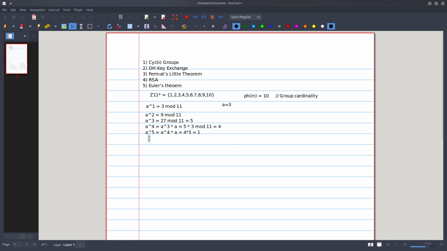Okay, now let's do a to the 6th, right? And something pretty special is going to happen here. If we do a to the 6th, what is this? This is just a to the 5th times a, right? What is a to the 5th? It's just 1 times a, right? So that's 1 times 3, so, yeah, it's just 3. So, did you notice something here?